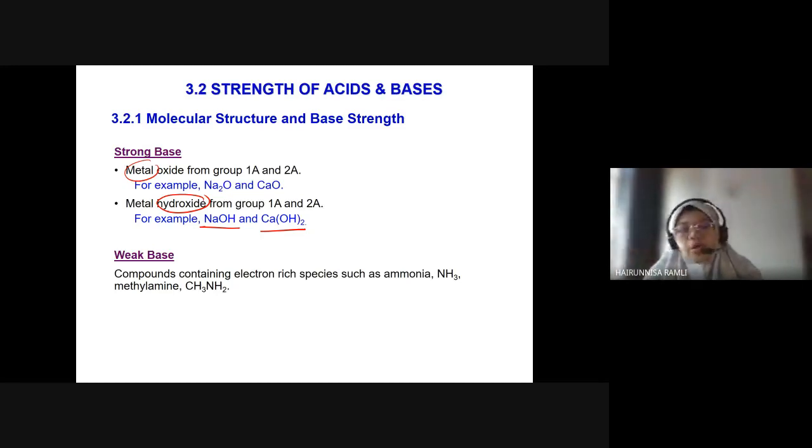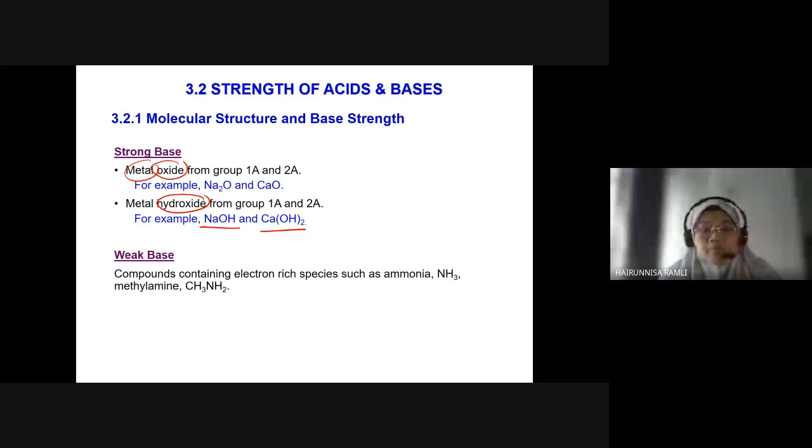Okay. But for metal oxide also, it's actually a strong base. Okay, remember? Yesterday, kita ada mention about kalau oxide pun adalah base kan? Cuma dia cannot be explained using Arrhenius. Okay, but here, the metal oxide, kita dah tahu dia base, then it is actually strong base juga.